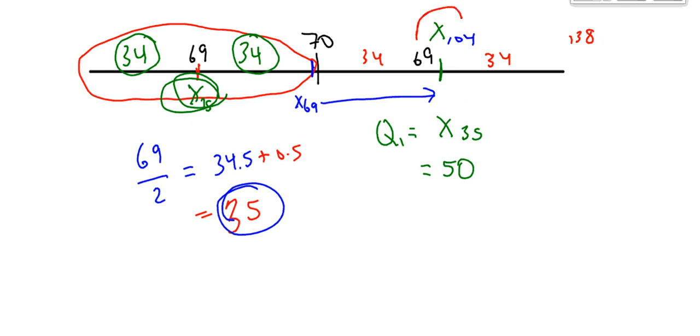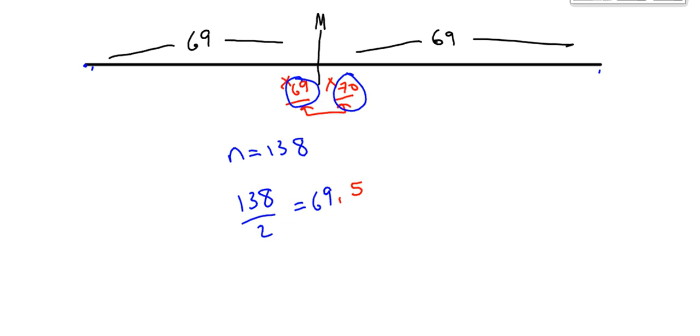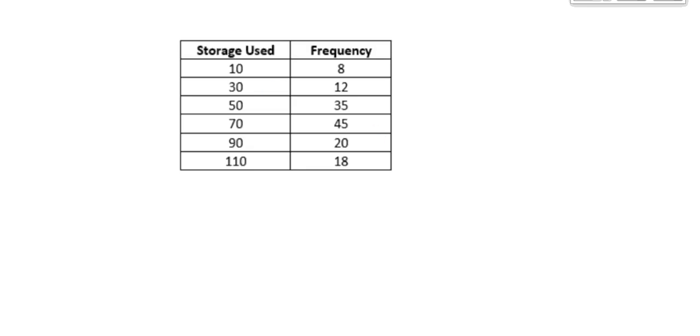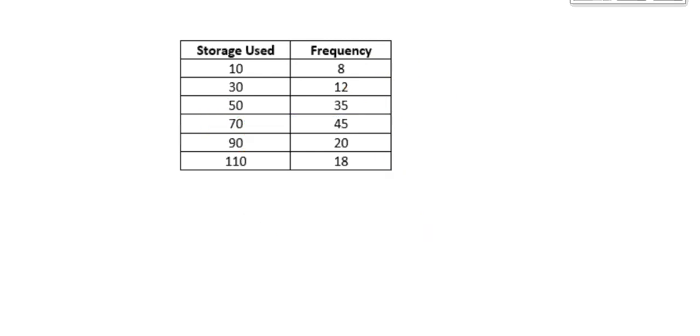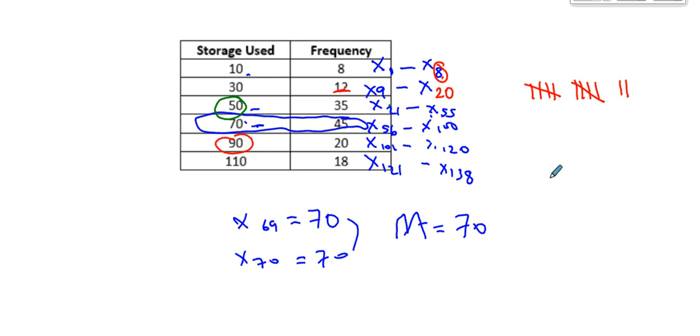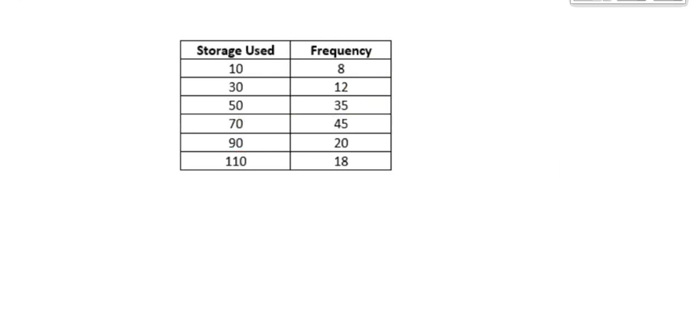So I need to find the 104th piece of data. So I go back here. The 104th piece of data. So here we have data piece 101 up to 120. So the 104th is in here. So it's 90. So now I know that Q3, I'll just get to a clean sheet. So we found that Q1 was at 50 and Q3 was at 90.